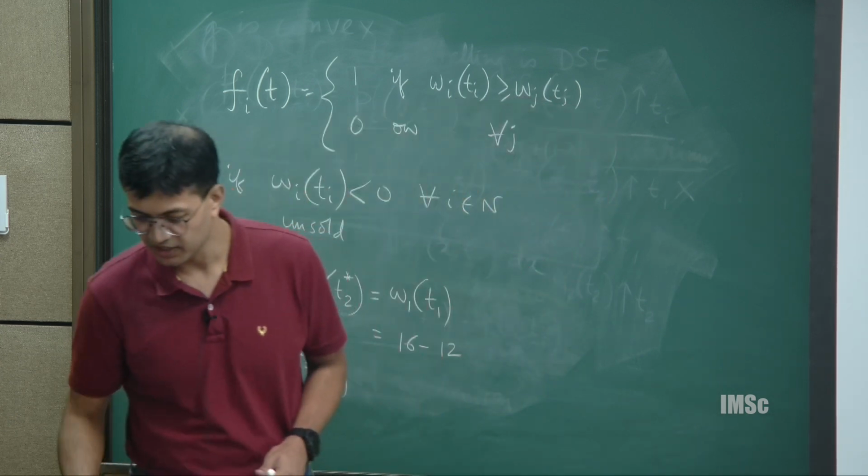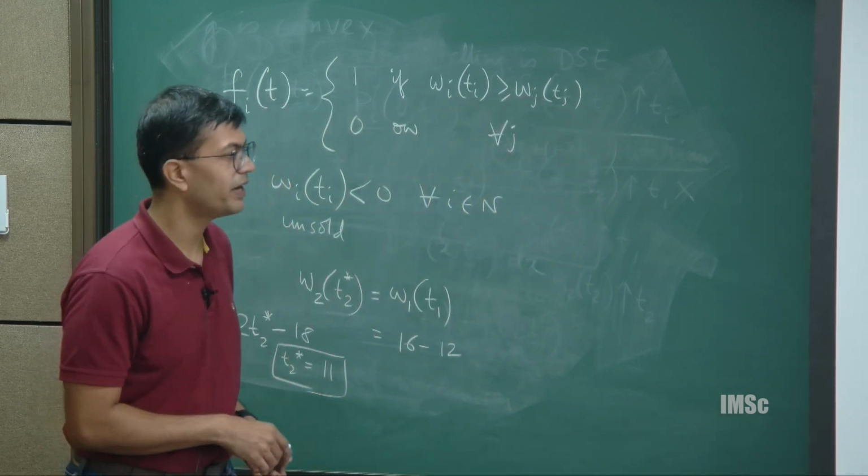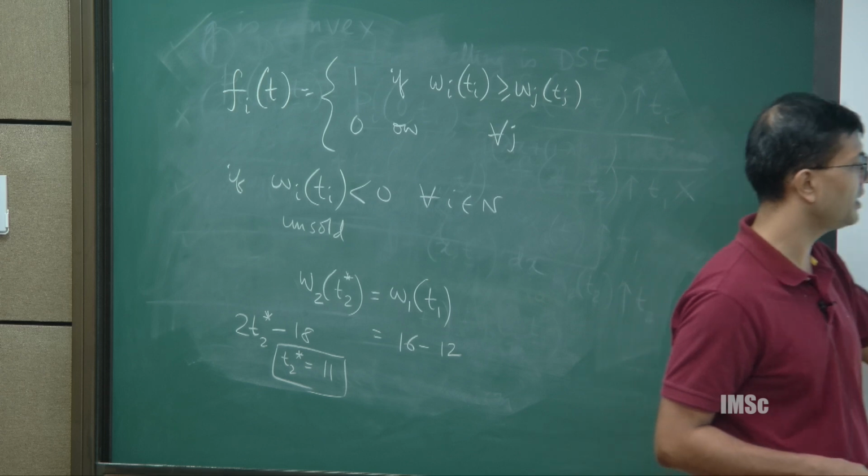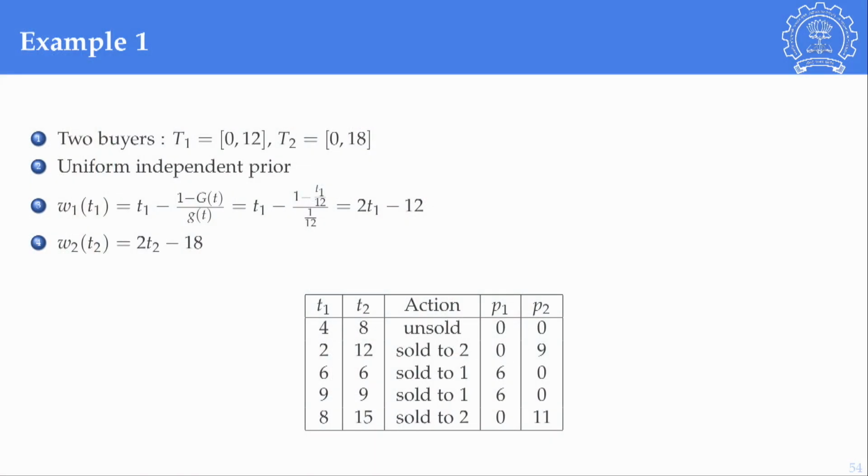Okay, so now at least this is how we can use it. If you are given different distributions, not uniform, you know how to calculate that: you find the corresponding virtual valuation function, do this calculation, equate it, and you can even write a program to find the optimal auction. Any questions about this example? This is just the illustration of the optimal auction.